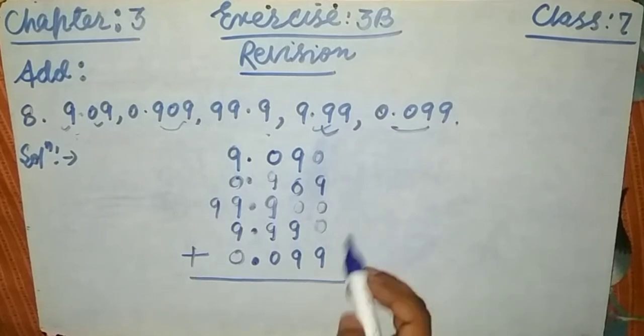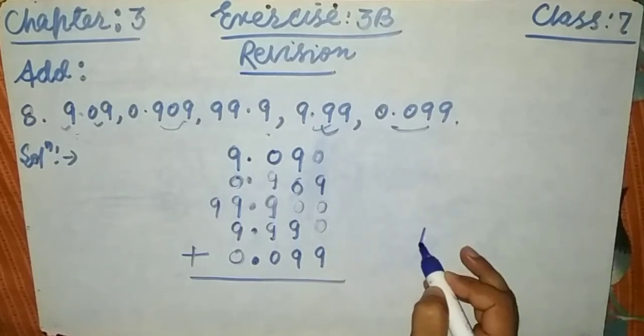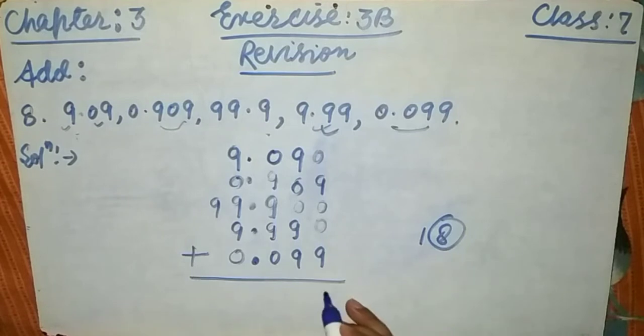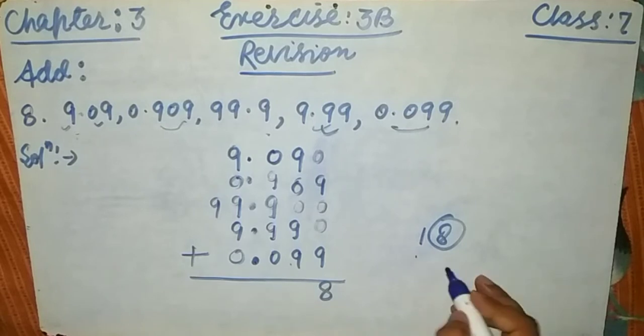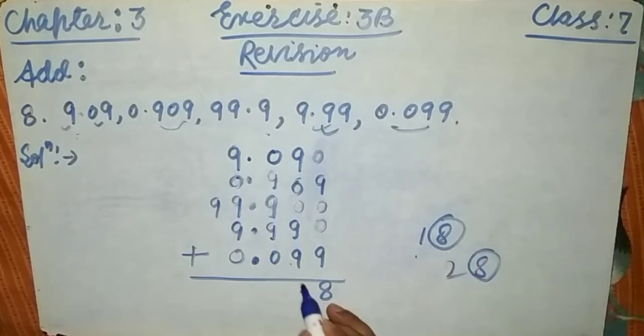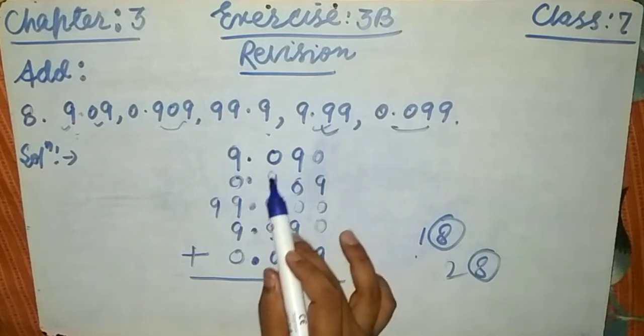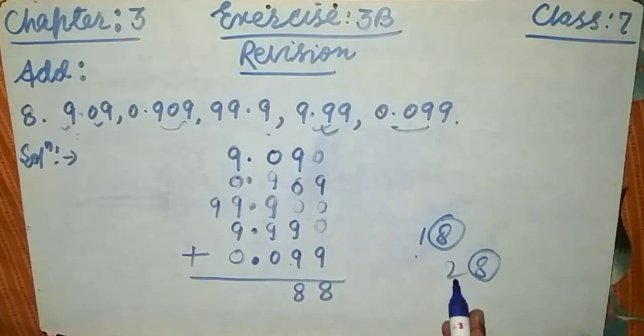Now see friends, 9 plus 9 is 18. 8 is here and 1 is carried. Remember, 9 plus 9 plus 9, 3 times 9 is 27, plus 1 is 28. 8 is here and 2 is carried. Now this is 9, this is 9, and this is 9. 3 times 9 is 27, plus 2 is 29. So 9 is over here, friends, and 2 is carried.